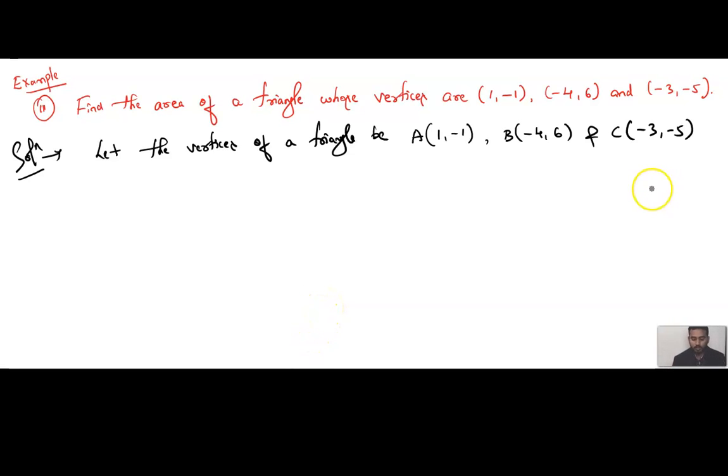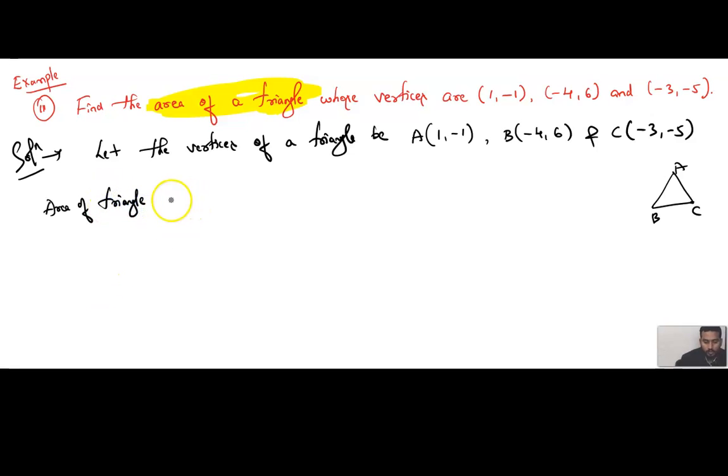Now children, if you need, you can draw a rough figure of triangle ABC. We can see here that we don't have to find the distance between AB, then BC, then CA. We are solving the area of a triangle, not using the distance formula or the section formula. As you all know, we already have one formula to find the area of a triangle. Let me write that.